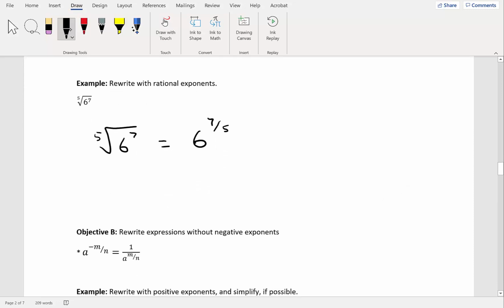Now we have another property when we have negative exponents. And what this states is if we have a raised to the negative m over n, this is equal to 1 over a raised to the m over n. So essentially what we're doing here, so if we have a raised to the negative m over n, I'm going to put this as over 1. You take the reciprocal, and then you change the exponent to be positive.